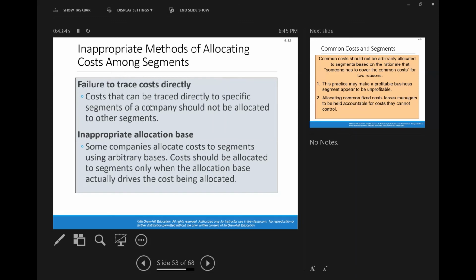And then inappropriate allocation base. Some companies allocate costs to segments using arbitrary bases. Basically they're just saying, okay, let's cost it like this. And it doesn't mean that's accurate either. If they just do that, it could cause that segment to look like it's losing money or not allocate correctly. So costs should be allocated to the segments only when the allocation base actually drives the costs being allocated. We don't want to put things into those segments that shouldn't be there.